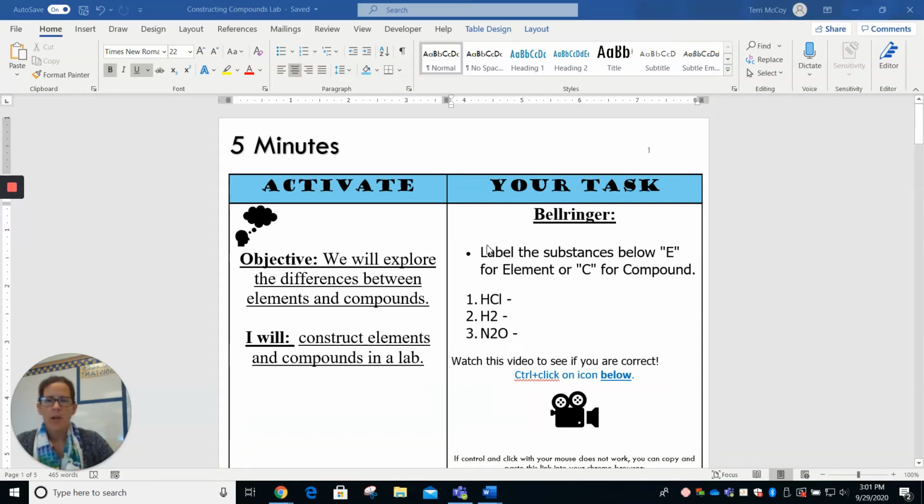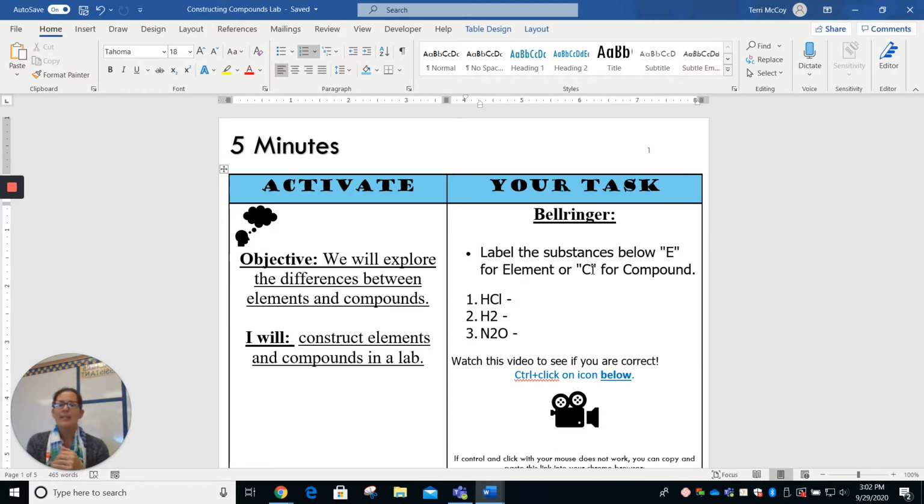Okay, so here we have our bell ringer for today. Our bell ringer question is, label the substances below E for element or C for compound. So let's look at what we have here. So we have HCl. That is an L right there. That is not an I. So HCl, is that an E for element or a C for compound?